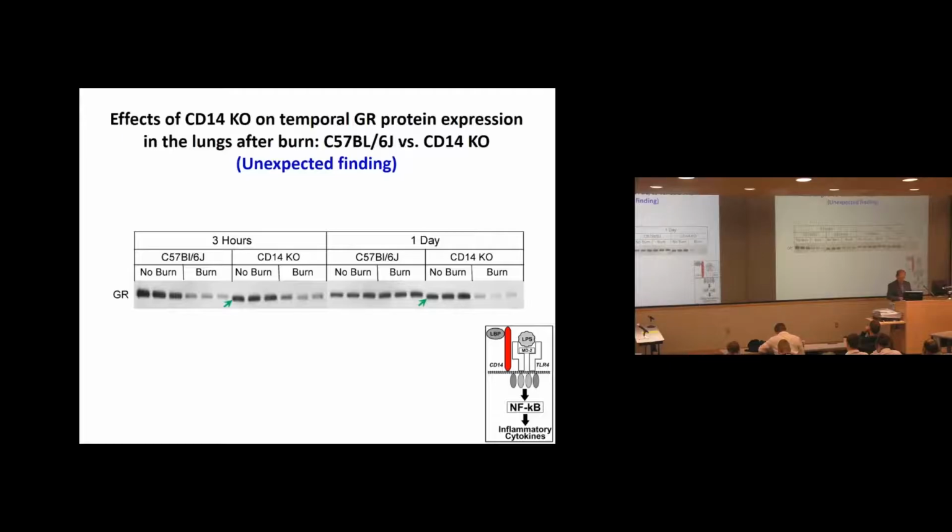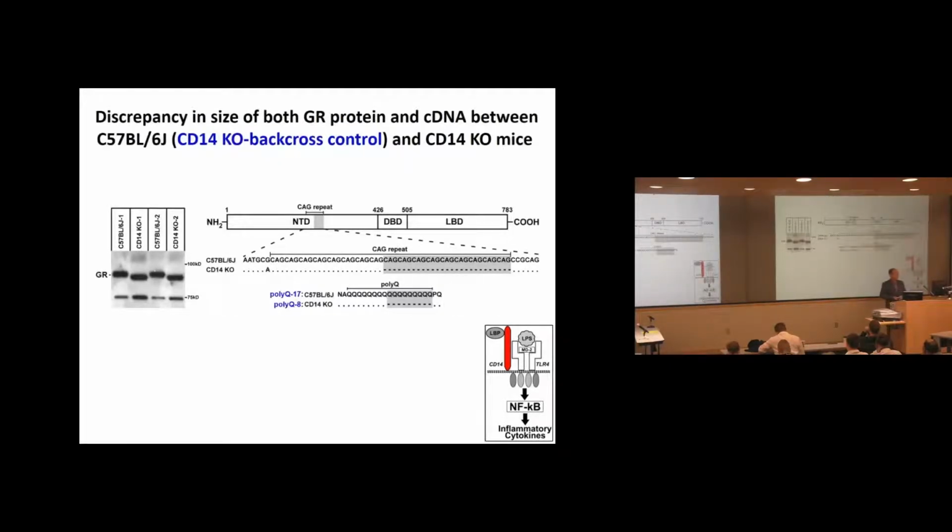So we decided to look at what is going on with the cDNA. We confirmed that glucocorticoid receptor from Black6J is different from glucocorticoid receptor from CD14 knockout. I'd like to remind you that this CD14 knockout should be different only at one locus, that is CD14. But now we are confirming that CD14 knockout and Black6J control have different glucocorticoid receptor. And glucocorticoid receptor is a very, very important gene or protein in stress response. We also independently confirmed that the size of glucocorticoid receptor protein is different.